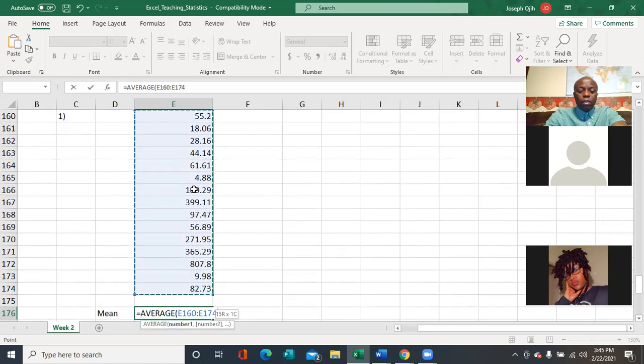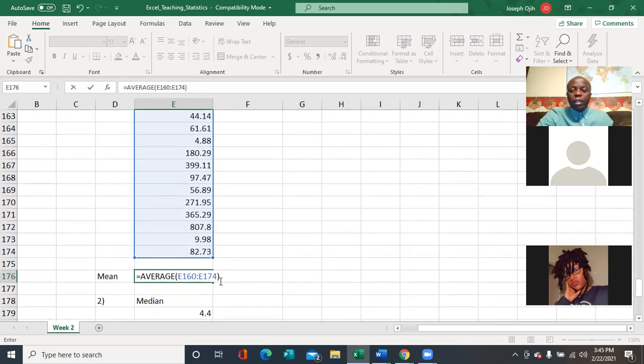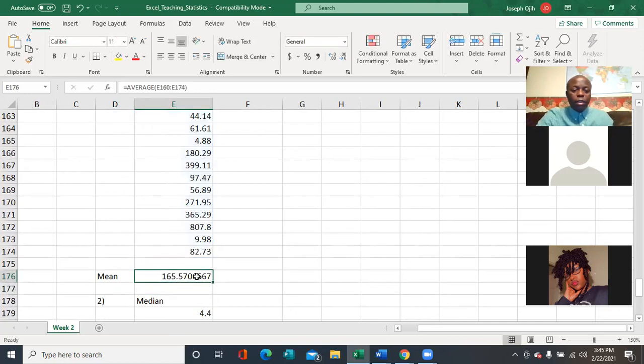You can then close the parentheses. You can see, copy all these numbers here. Once you put it this way and press the enter key, that will give you the mean right away. Now you can format the cell. This is where you can change this to a dollar sign. Click on that and it becomes a dollar sign. See how Excel makes it easy.